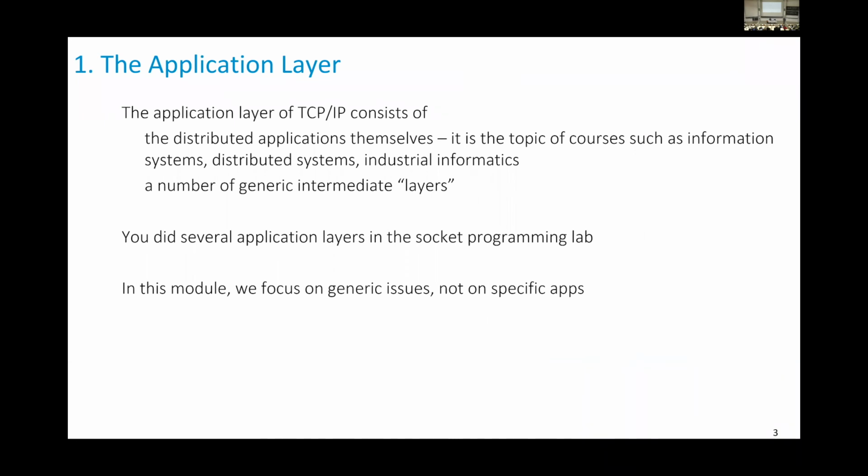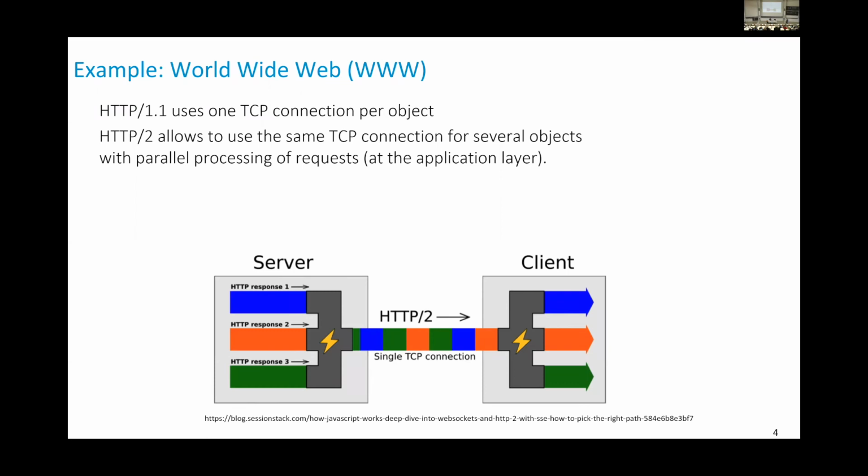In Lab 3, you did programs, so you coded your own application layers. The web, of course, is the most well-known application layer. And for users, the web is simply HTTP. And HTTP evolved from HTTP 1.0, 1.1, and HTTP 2. And HTTP 2 allows to use the same TCP connection for several objects with parallel processing of requests at the application layer, which means this is why HTTP 2 is very complex. We'll not see in detail.